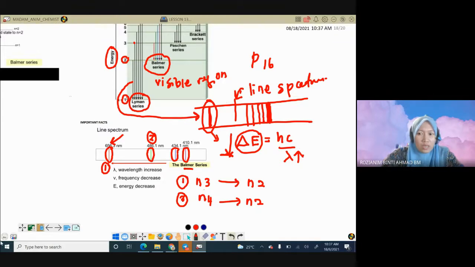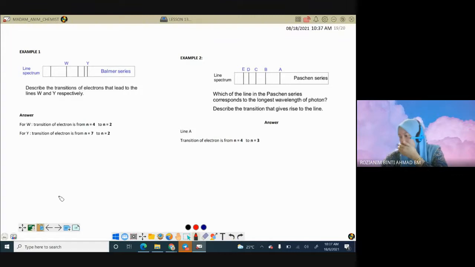For example, before we end our class, let's practice first. This example you can refer to page 17. Look, in the question it has already labelled it as a line spectrum. Later in PSPM, it will not label the words line spectrum, but we know this is a line spectrum. In the exam it does not label Balmer. It asks you to calculate and to find out which series this is.